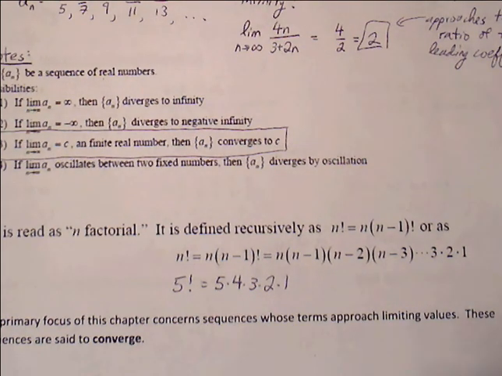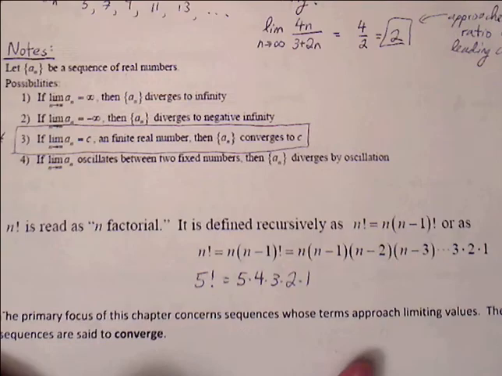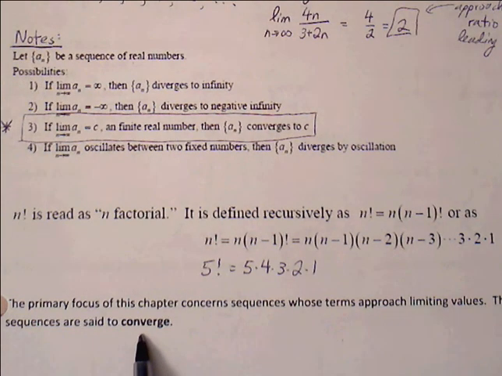Okay, the primary focus of this chapter concerns sequences whose terms approach a limiting value, and we're concerned most about these types of sequences, which are called convergent sequences, or sequences that converge.